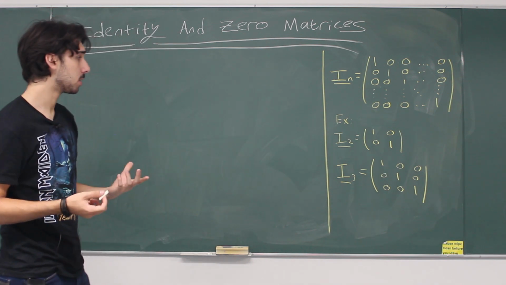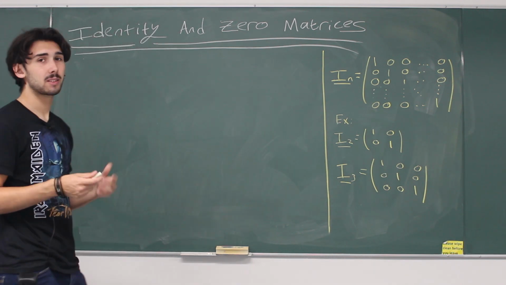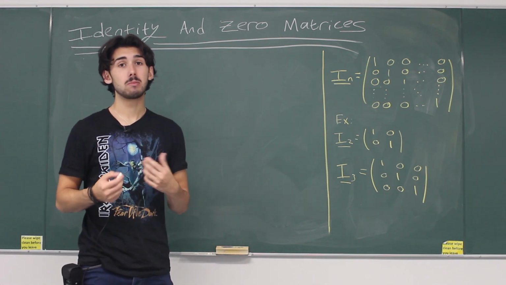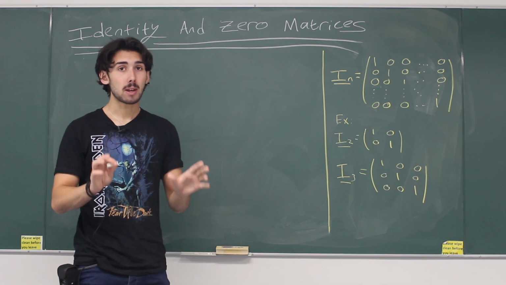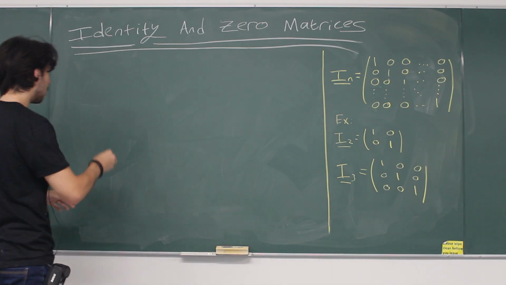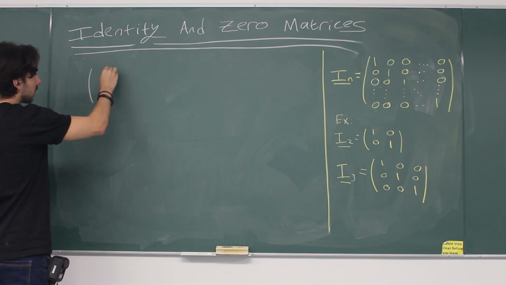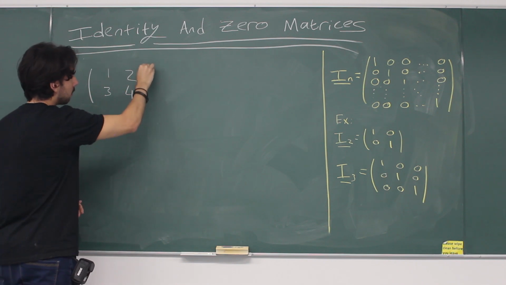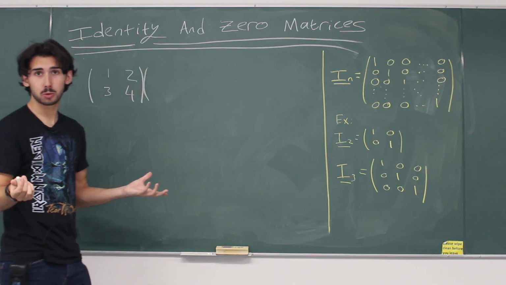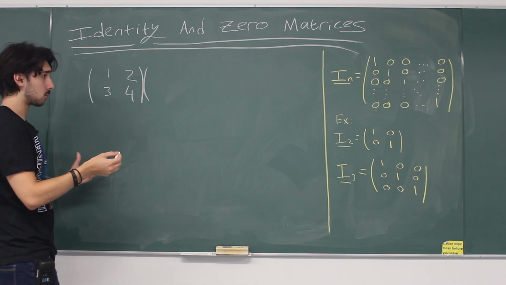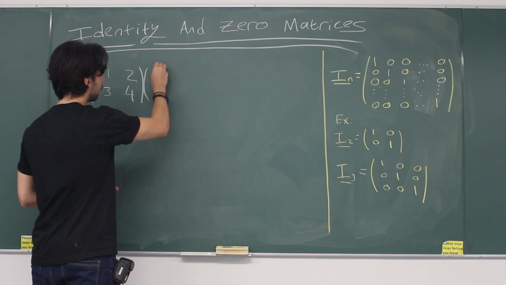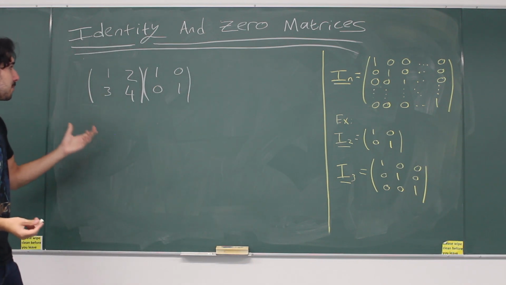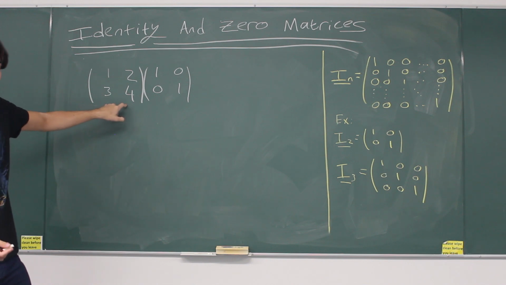Now, why is it important? Well, the identity matrix has a very special property: when you multiply it by any matrix of the same dimension as it, it leaves the matrix alone. For example, if you had the matrix 1, 2, 3, 4, and we multiply that by the identity matrix, and of course we're going to use the 2D identity matrix, 1, 0, 0, 1, what's going to happen? It's going to give you back the matrix that you started with.